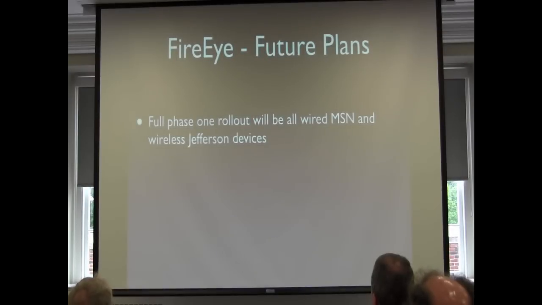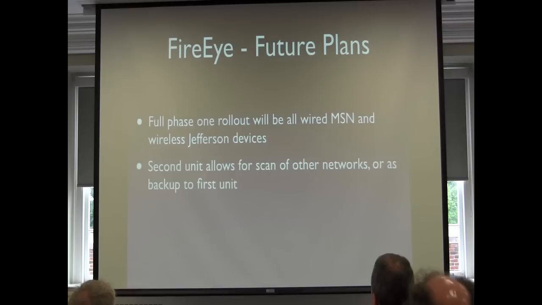We do have a second unit in FireEye, which we are just using as a reserve at this point. We're just keeping it in the background so that if something goes wrong with the first unit, we can use it. But there is the capability to perhaps use one unit for scanning one set of the network and another unit to scan another set of the network. Haven't decided that yet.